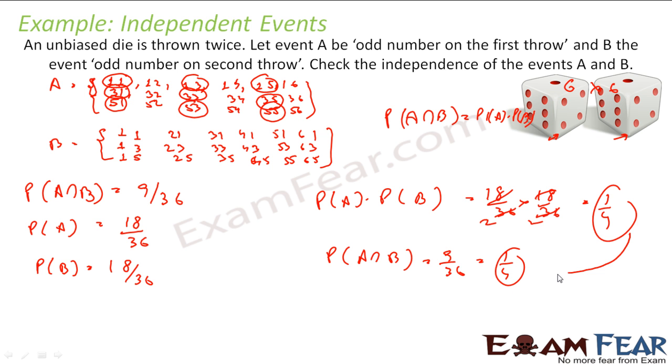So if you see, both are same. That is, probability of A and B is nothing but probability of A into probability of B. Thus, mathematically, we can prove that they are independent events. Correct?